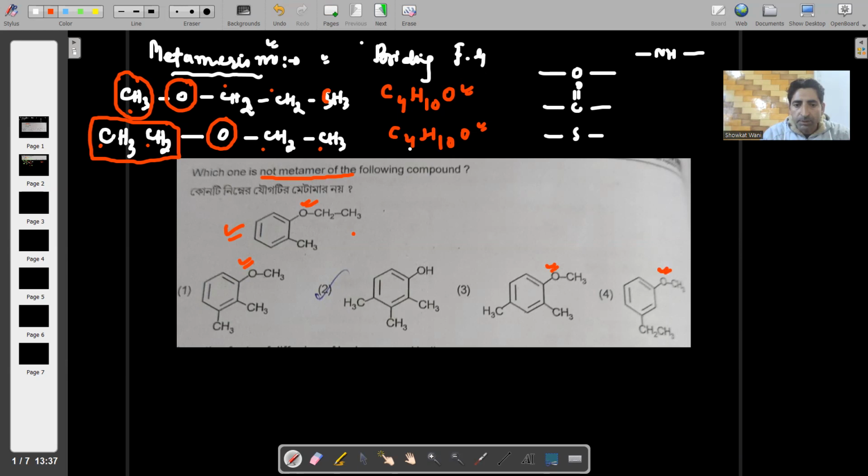But coming to this type of compound, there is OH. OH is not a bridging functional group, it is an alcoholic group. So there is no bridging functional group, hence this is not a metamer of this compound. Clear? I hope this is clear to you. Thank you.